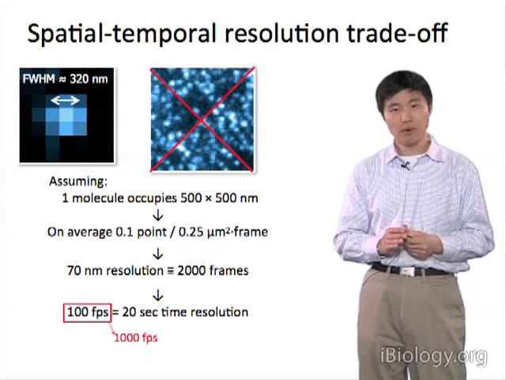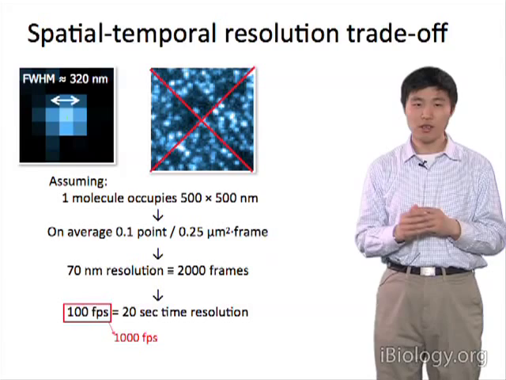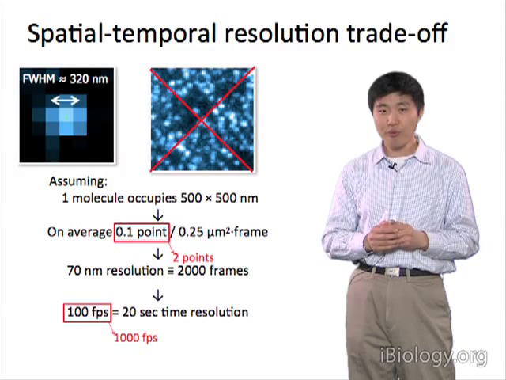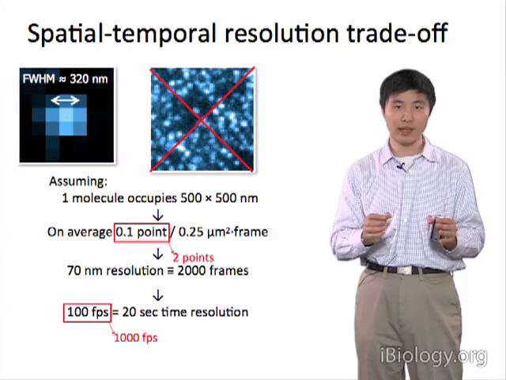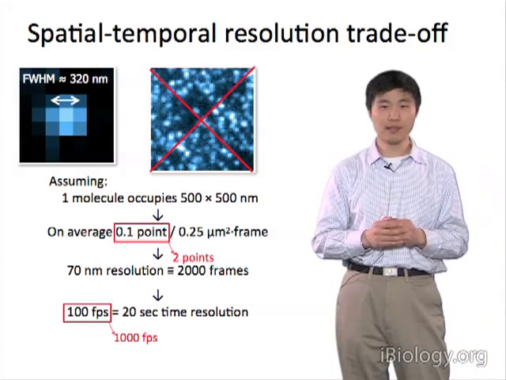One is to increase the camera frame rate. Recently, Xiaowei Zhuang's group has shown that they are able to acquire camera images at 1,000 frames per second, and that improves the time resolution a lot. And another way is if we can develop algorithms that can still identify single molecules out of these very densely overlapping images. That can also improve the time resolution, as has been shown by some of the more recent studies, including our own work.